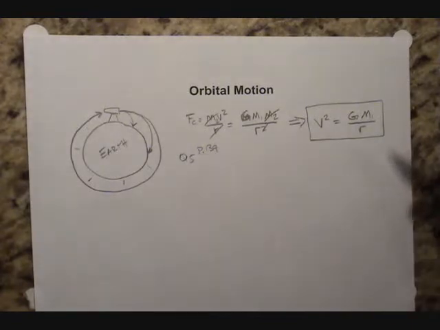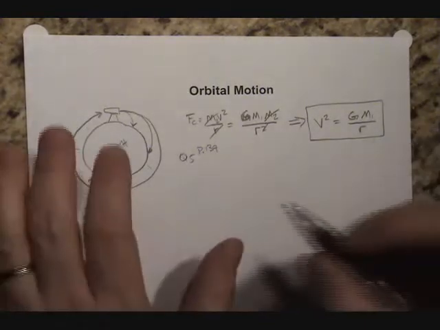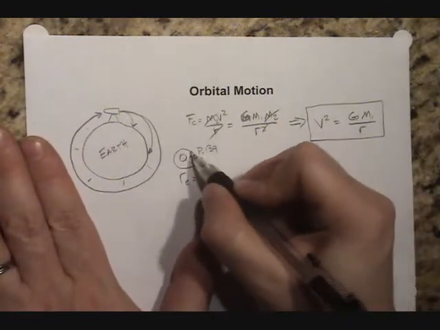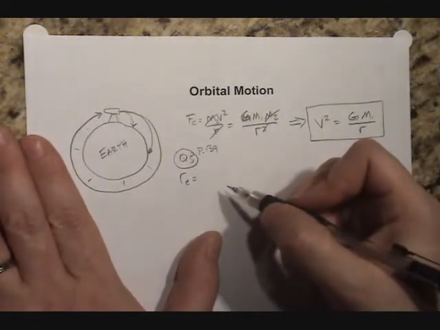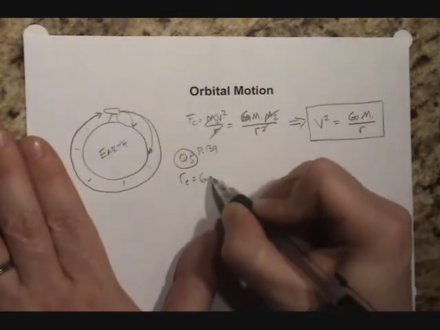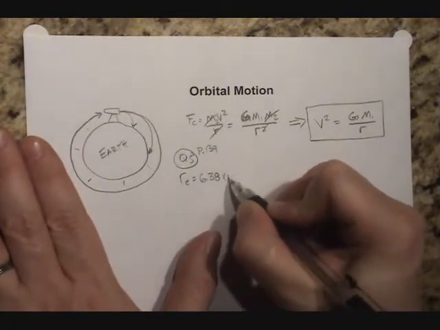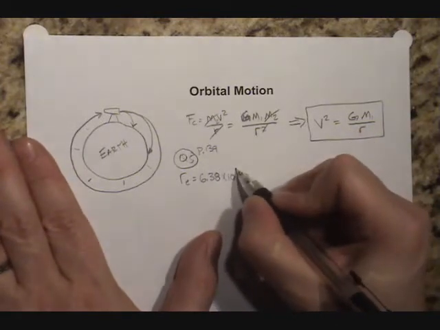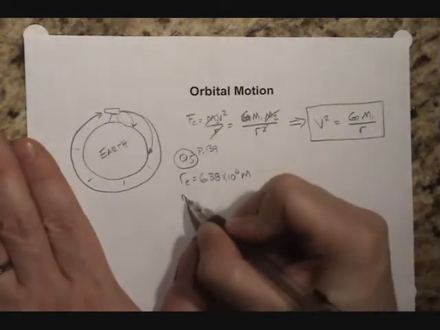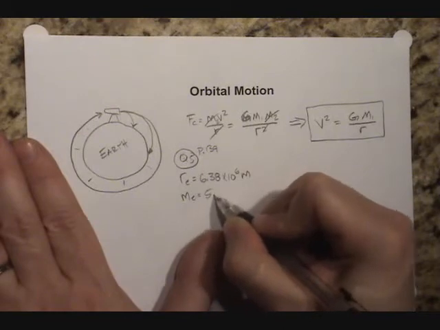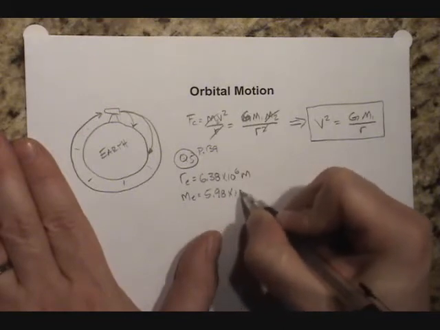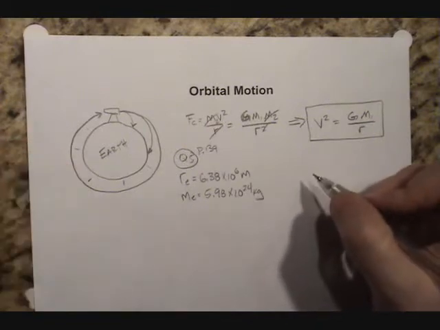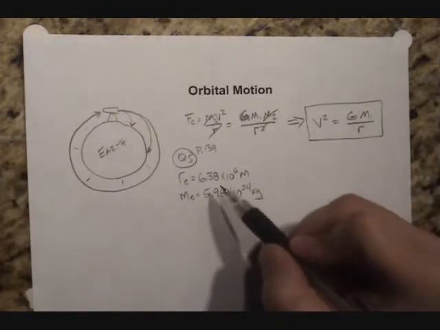Well, in this case, we need to think carefully about the radius. They tell us that the radius of the Earth is 6.38 times 10 to the 6th meters. And we already know the mass of the Earth is 5.98 times 10 to the 24 kilograms. So I have everything that I need, but I need to think carefully about the radius.